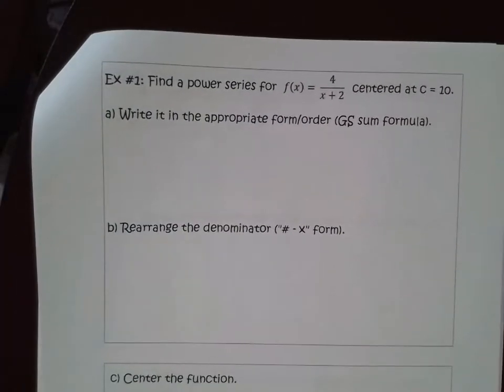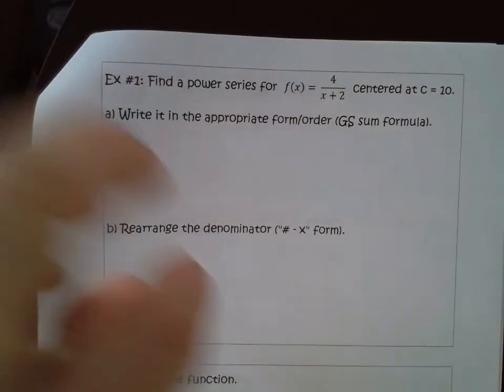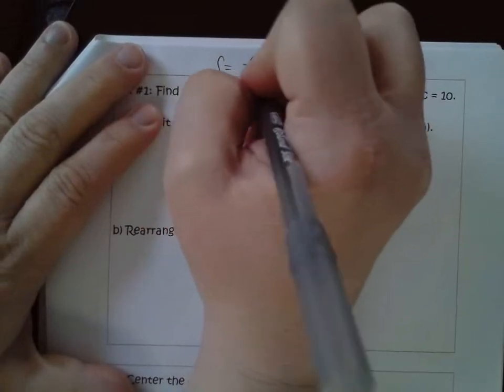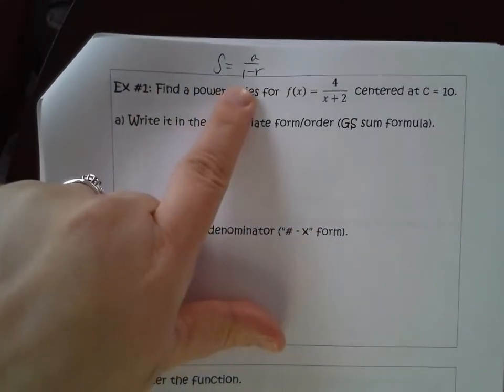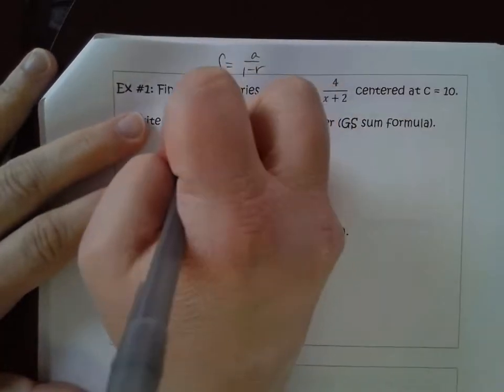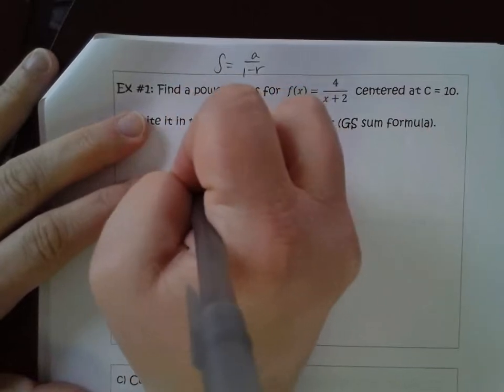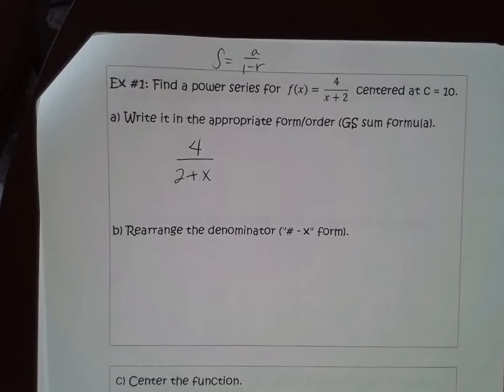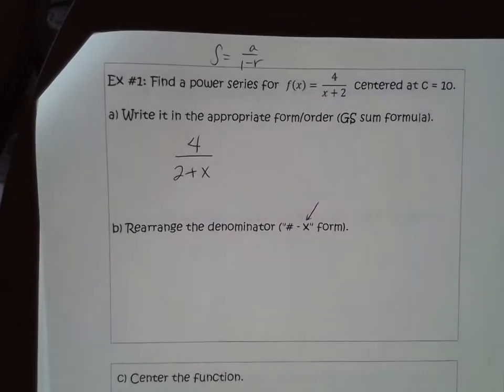Starting with 4 over x plus 2. Write it in the appropriate form, in its geometric form, meaning right now it's x plus 2 in the denominator, but the geometric formula has the constant written first, so I'm going to do that here as well. I'm going to create 4 over 2 plus x. We're going to go through this pretty slowly. Now it's supposed to say minus x.